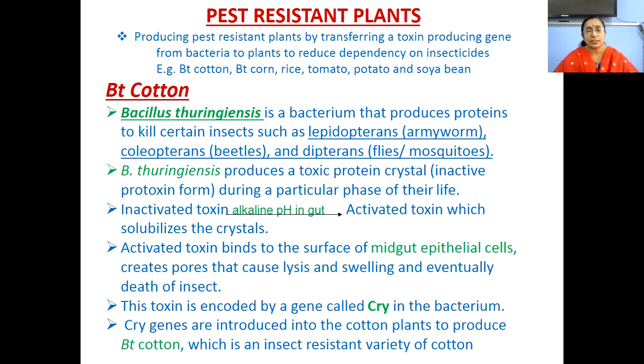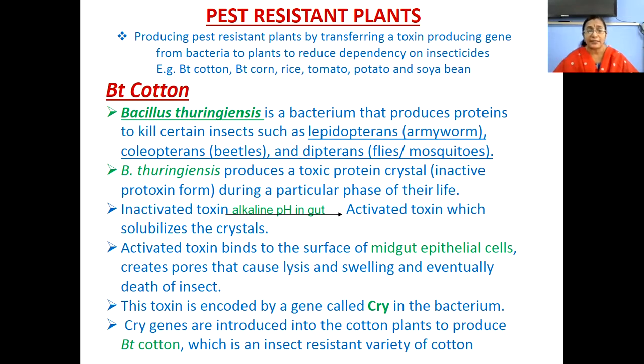This activated toxin gets attached to the midgut epithelial cells in the digestive tract. When it attaches to the membrane, it starts creating small holes or pores, and this leads to cell swelling and then lysis or breakage, and eventually the insect will die. So this toxin of the bacteria will help in killing the pest. Earlier, farmers used to take the spores of this bacteria and spray them over the plants after mixing them with water.